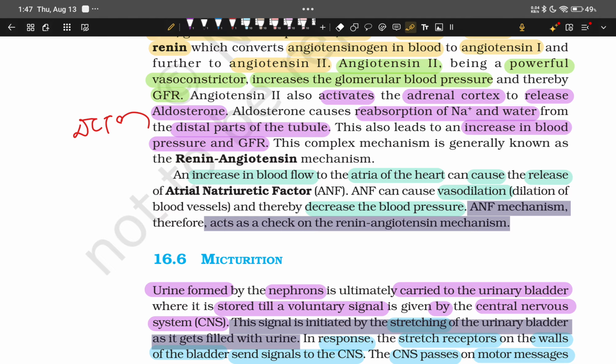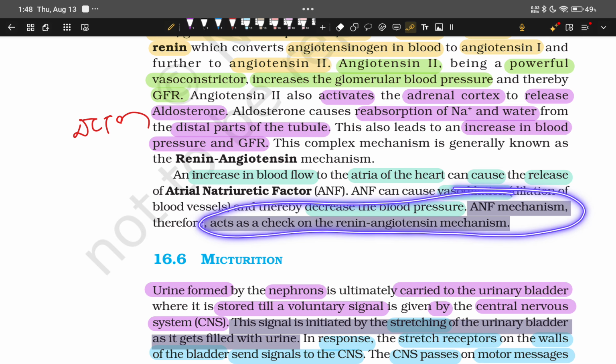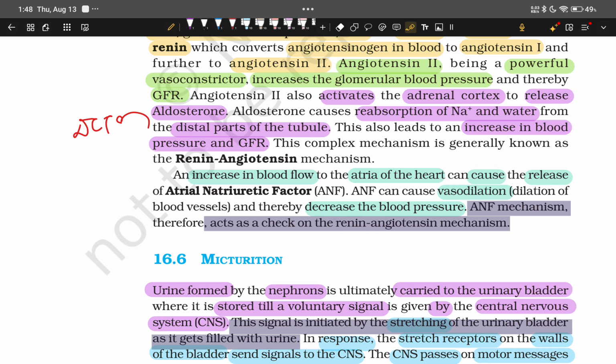The body always tries to neutralize the thing so that everything becomes okay, back to normal. So we have the ANF mechanism, atrial natriuretic factor mechanism, which acts as a check on the renin angiotensin mechanism. So it's a very important statement for, again, statement based questions.